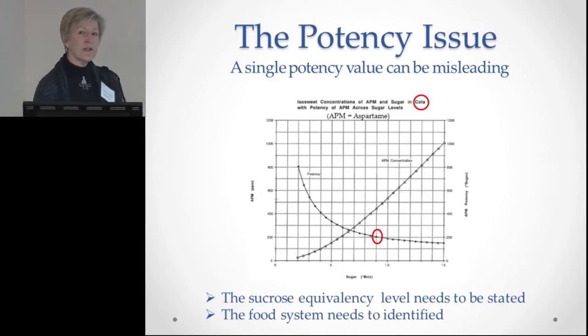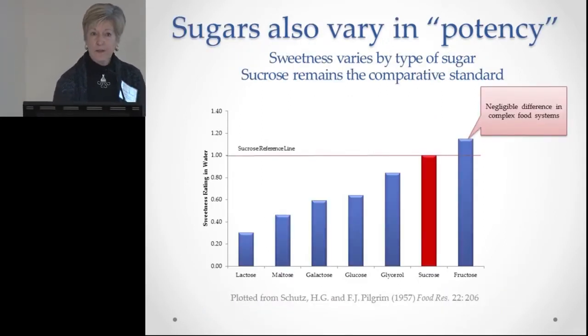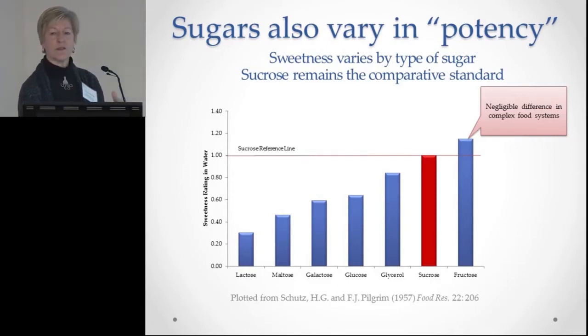So you really need to understand the sucrose equivalency level when people are talking about potent sweeteners, and you need to identify the food system. So this would be, I'll show a picture later here. But sugars can also vary in potency. I thought someone mentioned something about no higher than lactose, which is really quite low in terms of sweetness contribution.